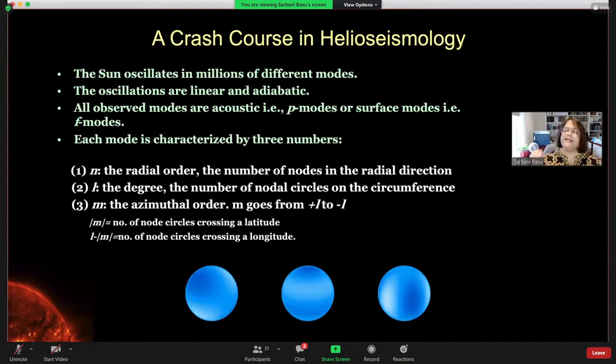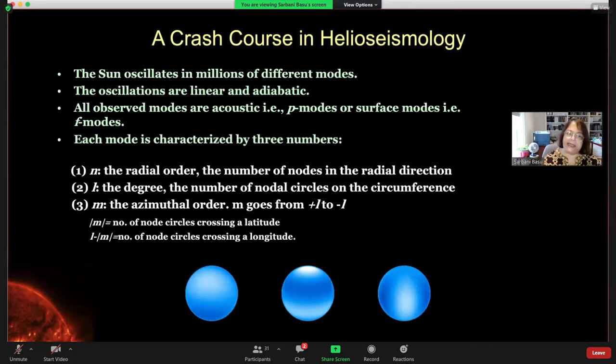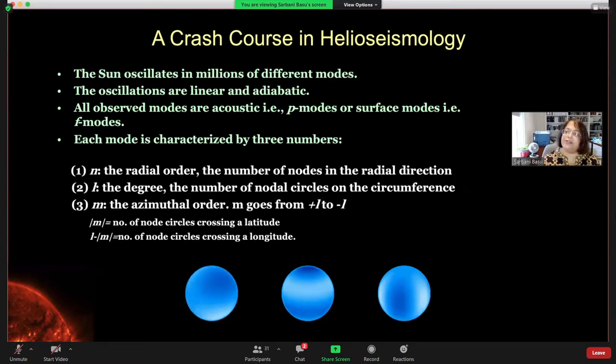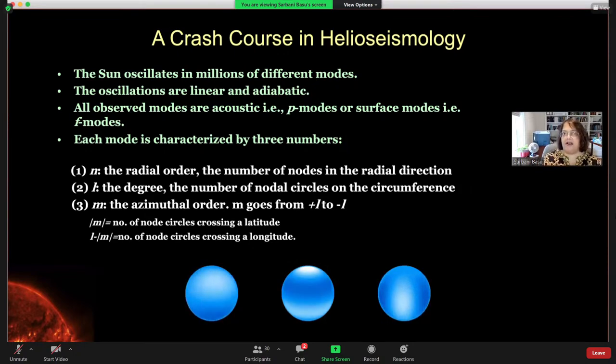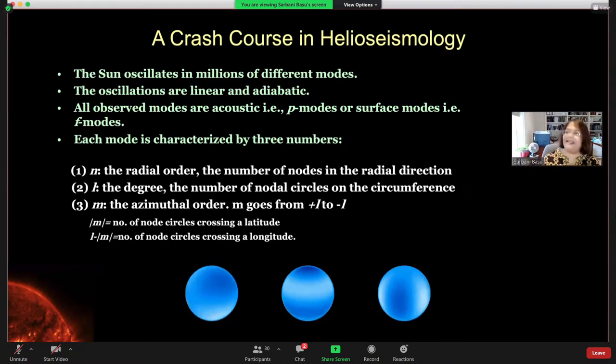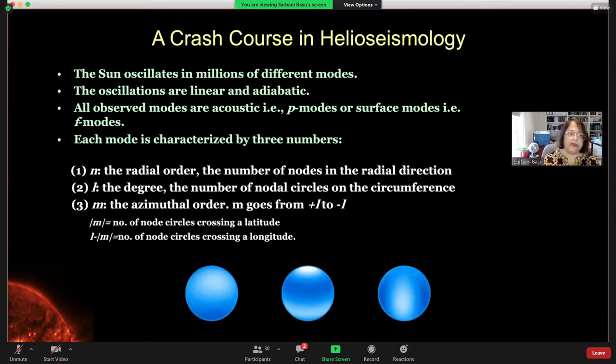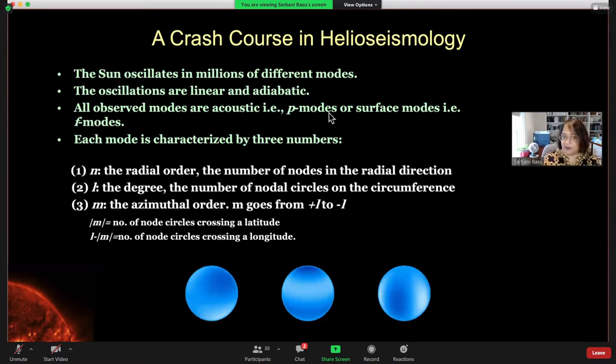So the sun oscillates in millions of modes. And these oscillations are linear and adiabatic. By linear, I mean small amplitude. What you need to compare at the surface of the sun is the velocity amplitude of the oscillations, which are a few, tens of meters per second, versus the speed of sound, which is 10 kilometers per second. So it's a nice linear regime. And for the most part, the waves are adiabatic. They're sound waves. All observed modes are P modes, which are sound waves.